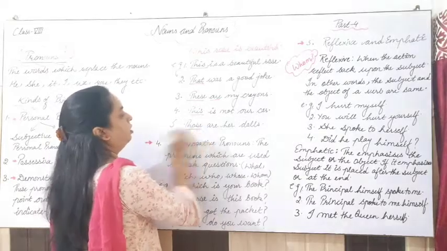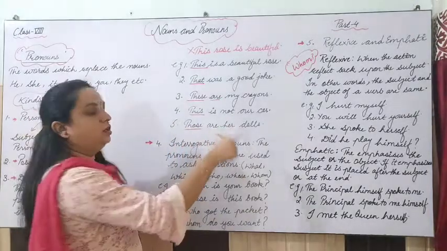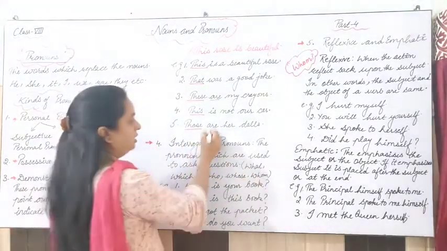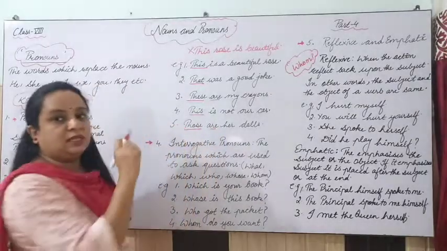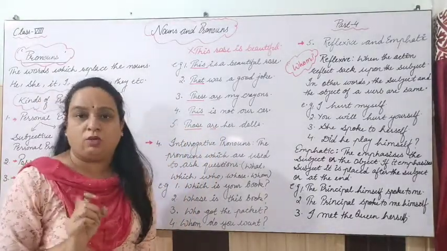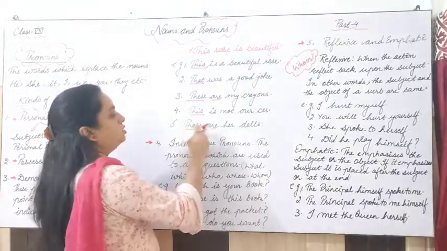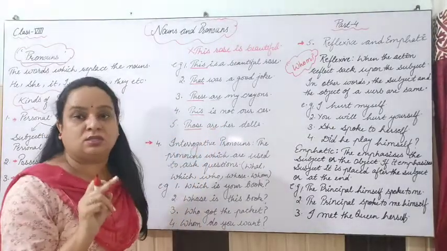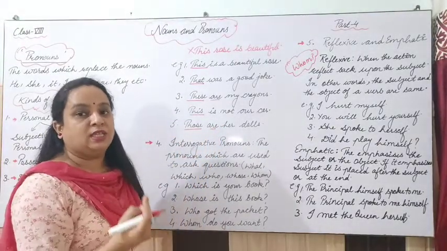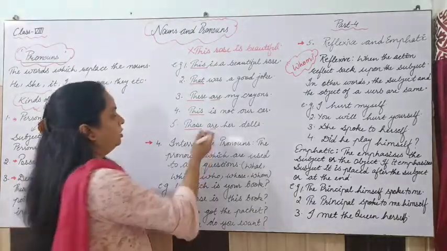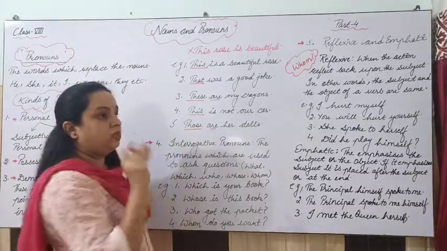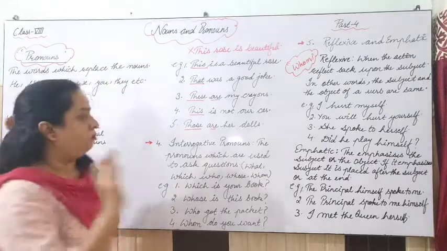Those are her dolls. So those are her dolls. Are is there. It means those is working as a demonstrative pronoun. But if it is those dolls are hers, so in that case, what is there? Those dolls are hers. So those will work as a pronoun, right?